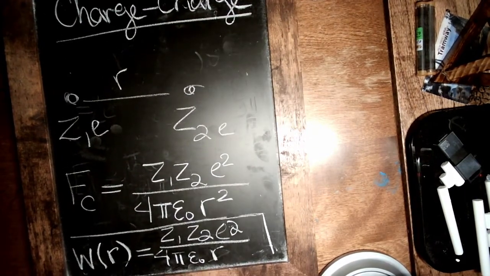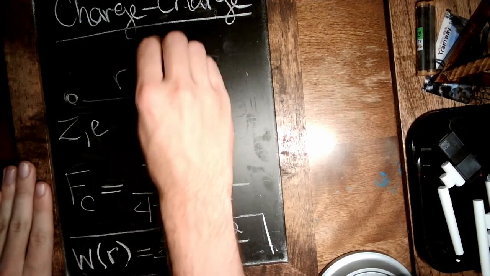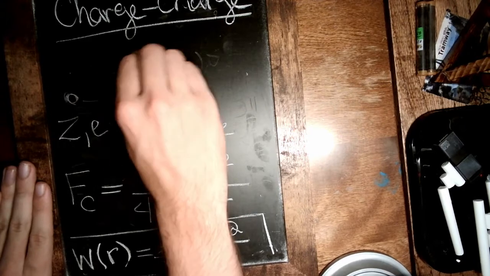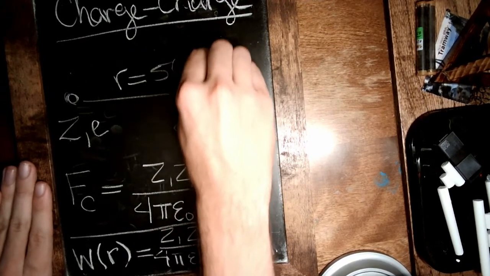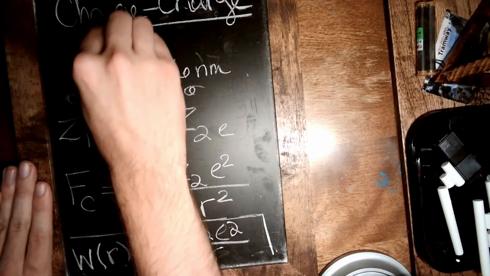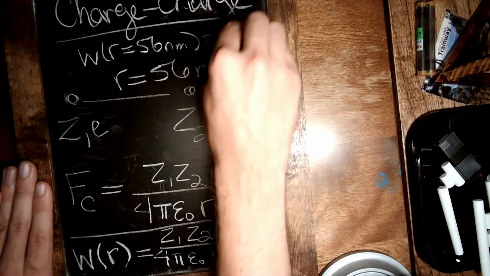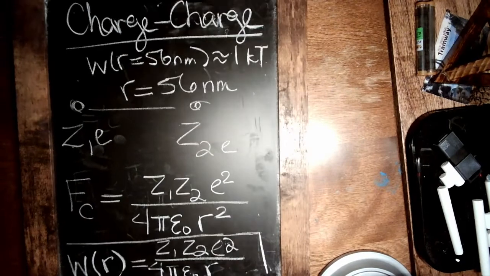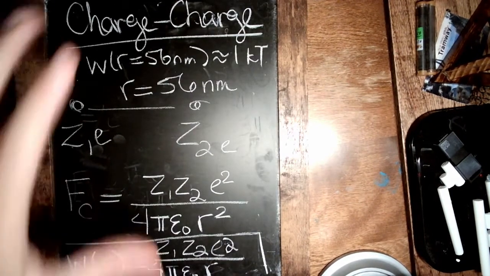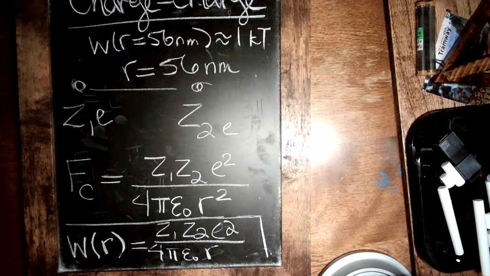In fact, in vacuum, the radius at which this falls to 1 kT is actually 56 nanometers. So that would be W of r equals 1 kT at approximately 56 nanometers. So if you're closer than that, you can imagine it's much stronger. It's on the order of hundreds of kT, and it's approaching actually a covalent bond between the two charged things, such as ions, sodium and chloride.